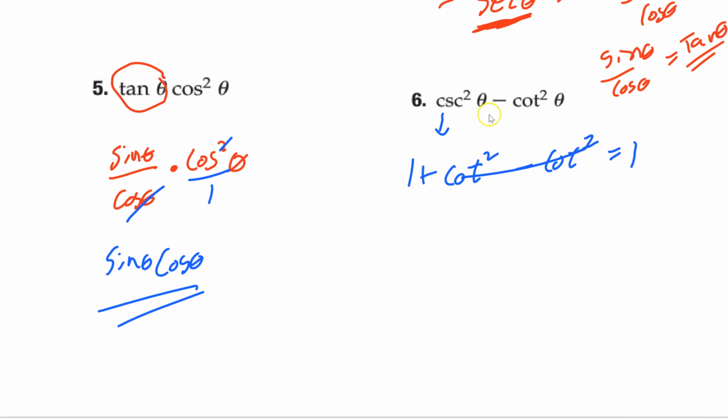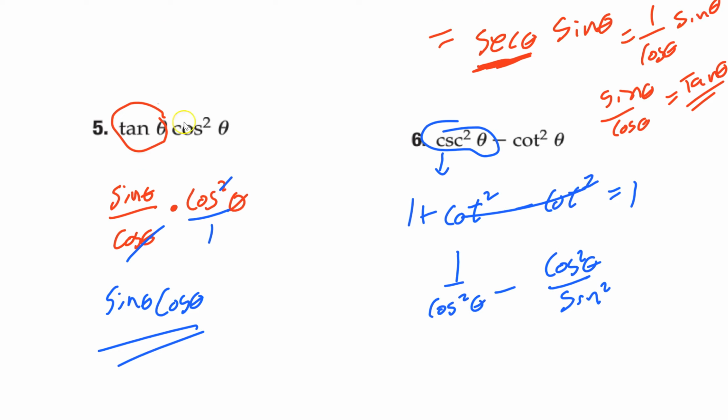Now let's say you didn't know those rules very well. Well, we could do my third hint: change everything to sine and cosine. Cosecant is 1 over cosine squared. Tan is sine over cosine, so cotan is cosine over sine. So again, this is the shortcut way. This is a long way. So I have this, and my next step is I need a common denominator.